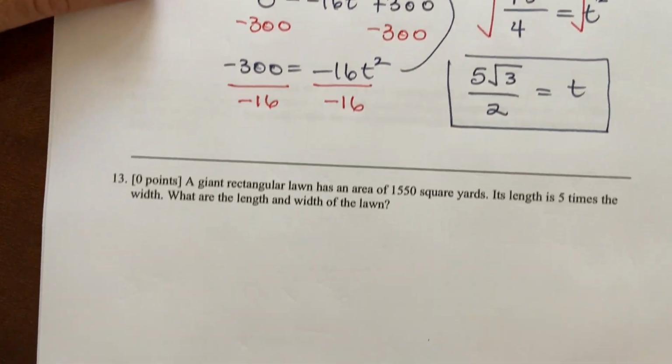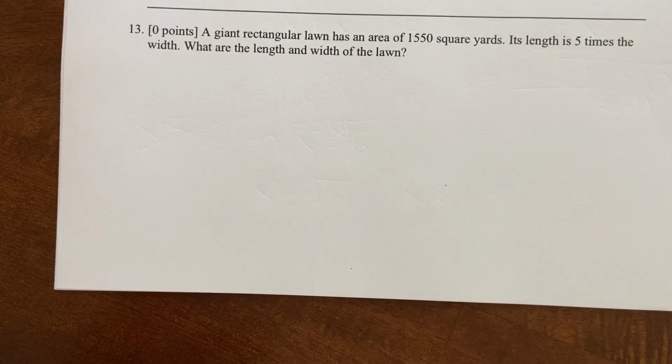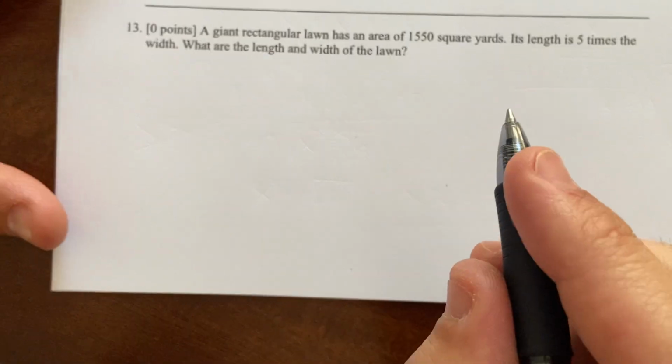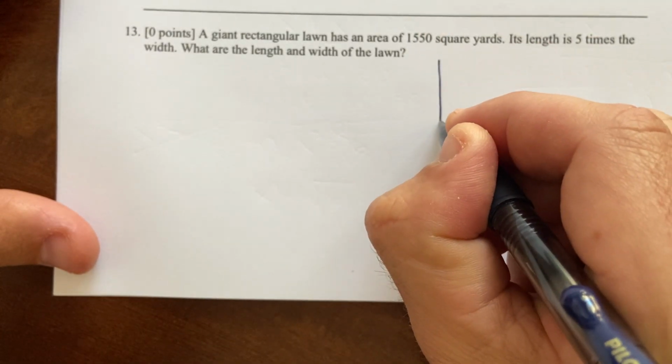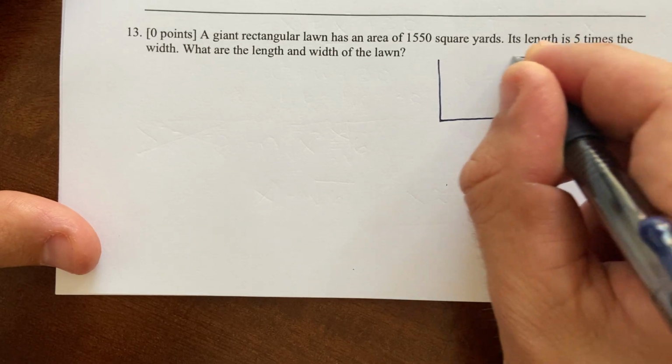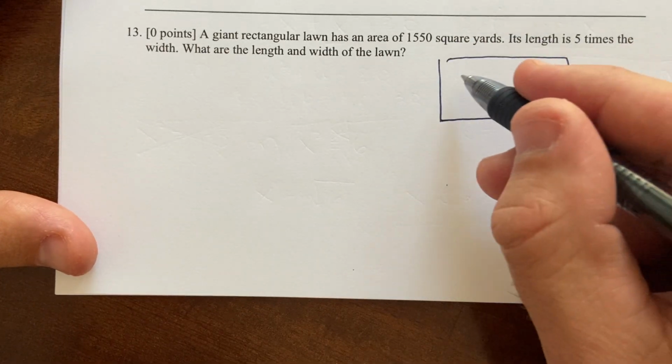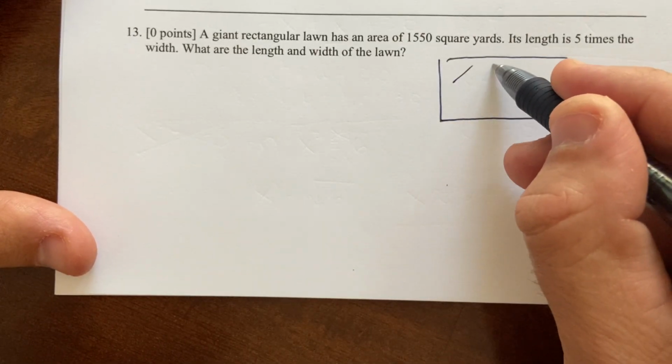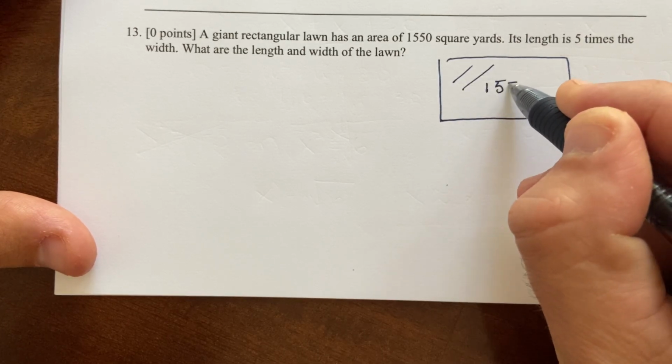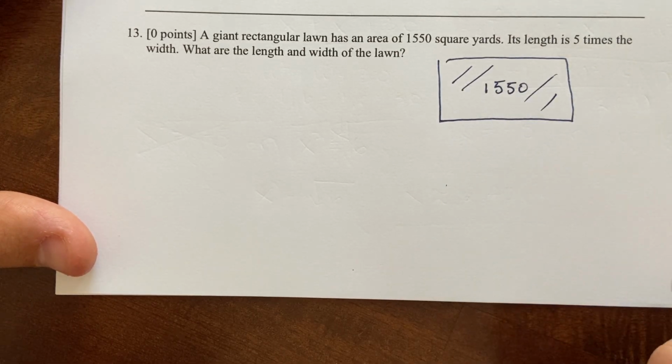All right, number 13. It says a giant rectangular lawn has an area of 1,550 square yards. Its length is 5 times the width. What are the length and the width of the lawn? I'll start by just drawing a rectangle just to start seeing something. This area in here is this 1550, right?